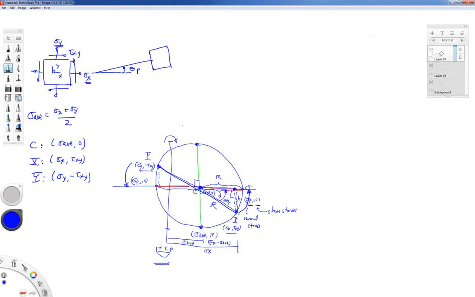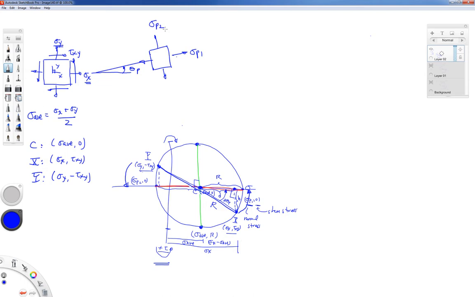Now in this particular problem, you see how this x point traveled to the sigma p1 location. That means the stress that used to point in the x direction is now the stress sigma p1. And at the exact same time, the stress that was in the y location travels this way to the position sigma p2.